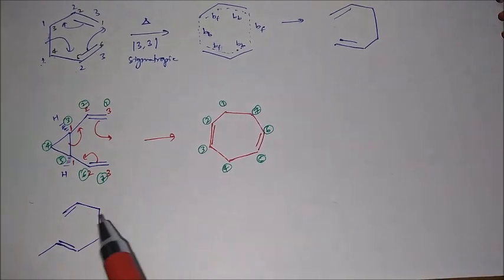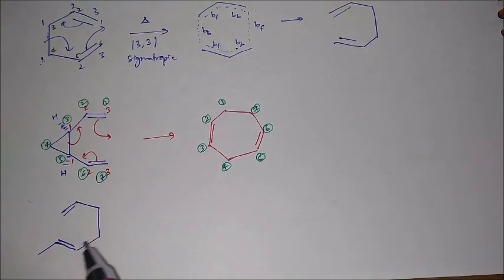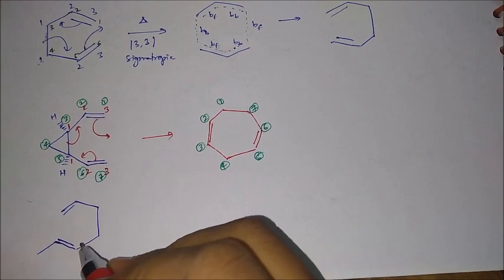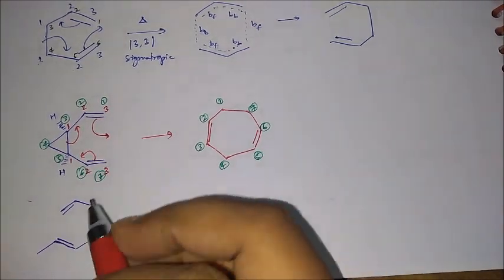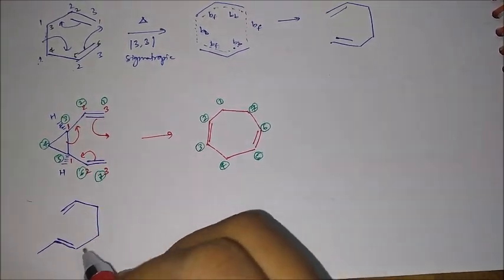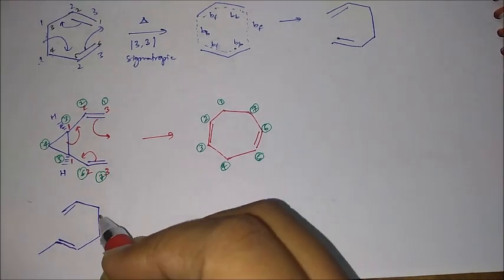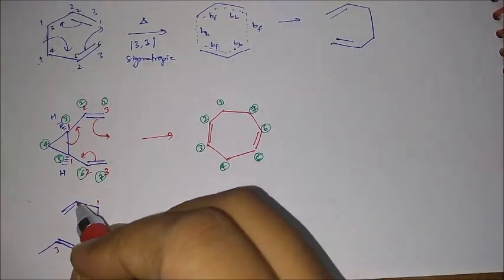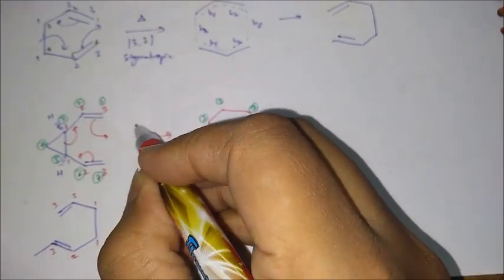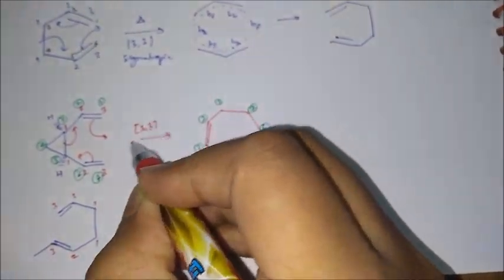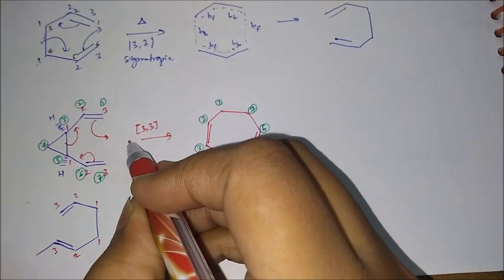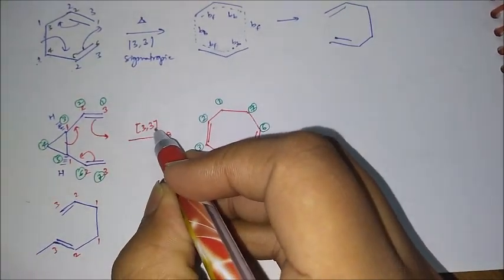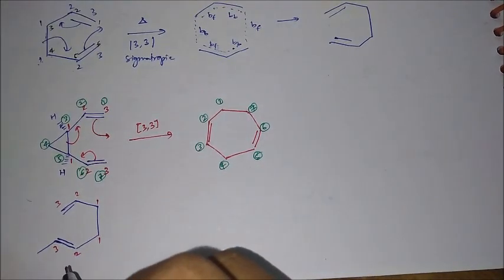Now let's talk about one more reaction. We have one more example over here. Again, you can see that it can undergo Cope rearrangement because we have a system like this. This bond will get broken over here, so we'll number it as 1, 2, 3, and 1, 2, 3. Basically what you have to write is 3-3 sigmatropic rearrangement. I'm not writing sigmatropic rearrangement again and again, just writing what number it corresponds to.